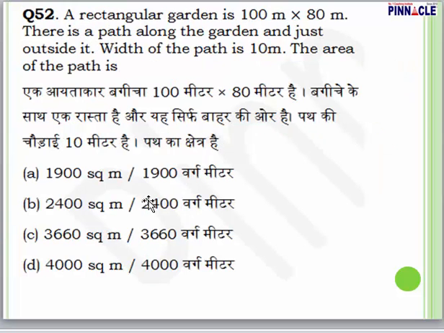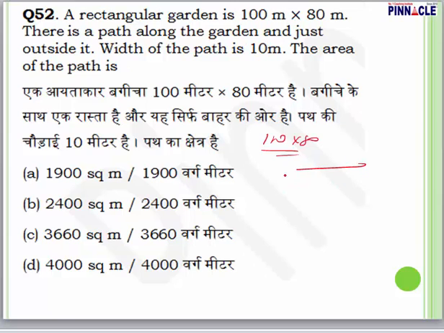Next question, question number 52. A rectangular garden is 100 m into 80 m. There is a path along the garden and just outside it. Width of the path is 10 meters. Area of the path we have to tell. This is the rectangular garden, 100 into 80 meters. This is the area.